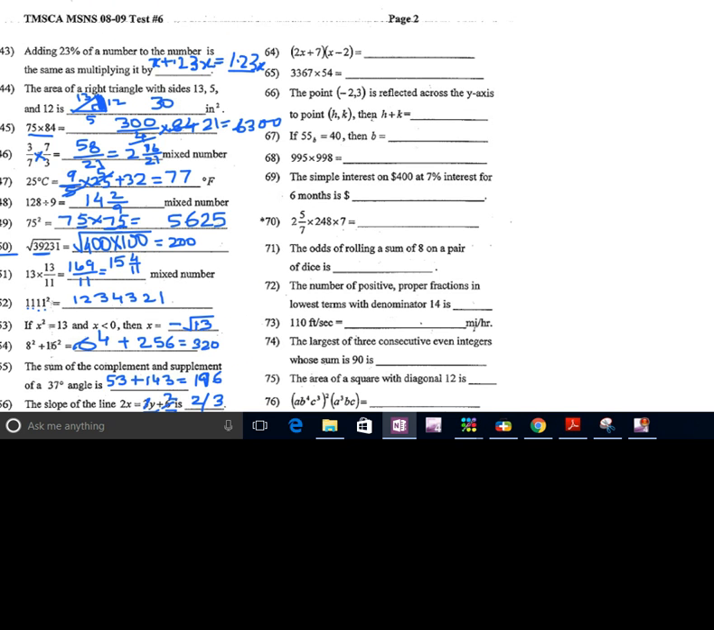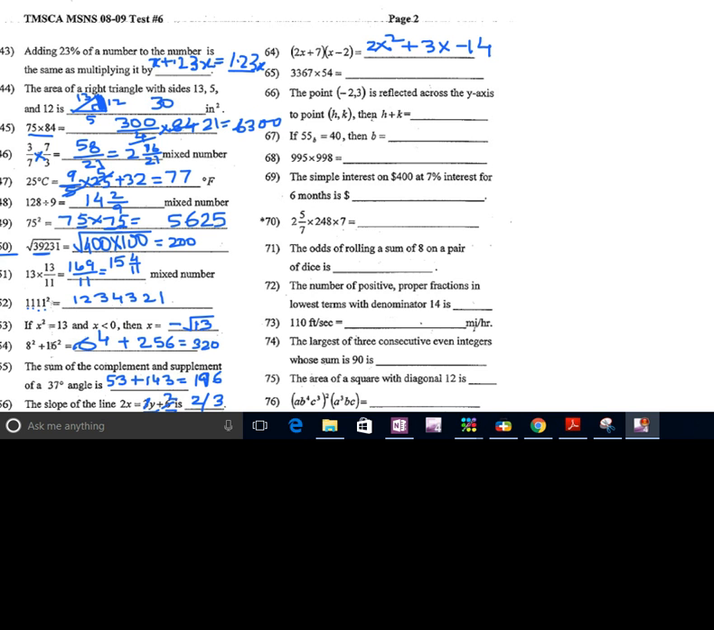All right, so let's take a look at question number 64. In this case, we have to multiply 2x plus 7 with x minus 2. Right, so 2x times x is 2x squared. 7 times x is 7x, and minus 2 times 2x is minus 4x. So 7x minus 4x is 3x, and 7 times minus 2 is minus 14. So that's the answer.